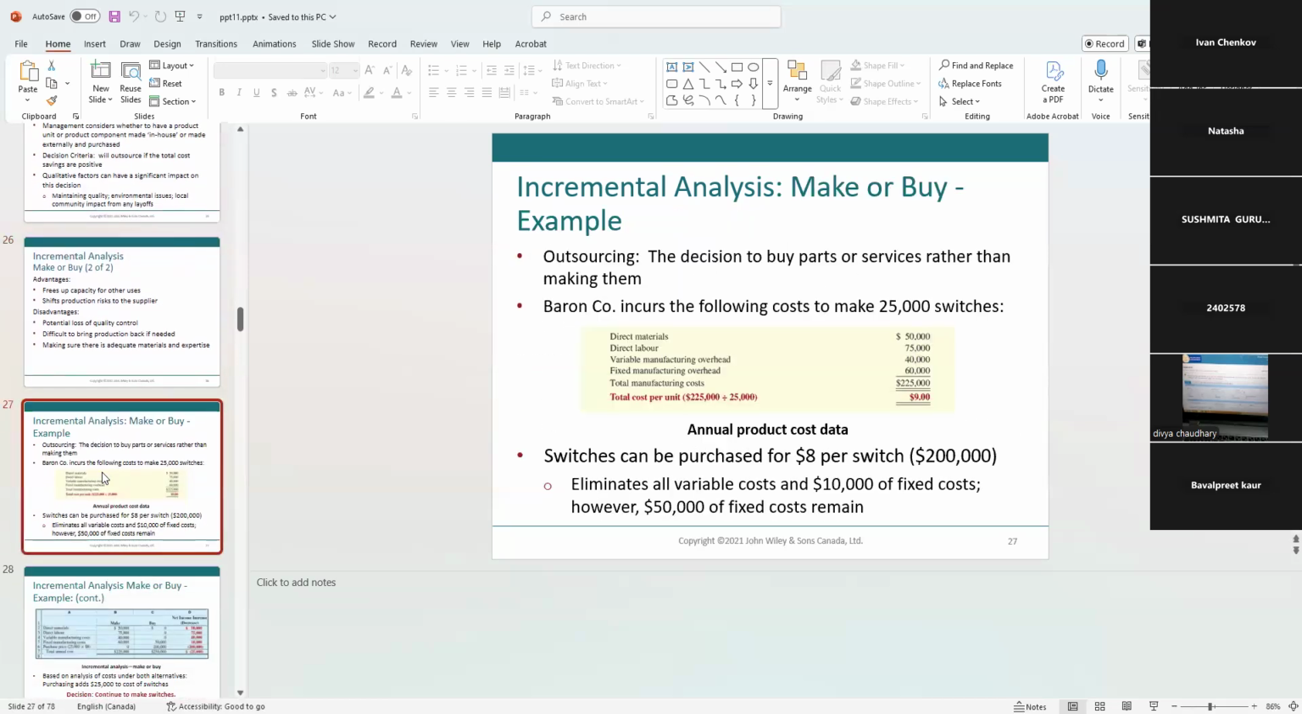Now, the information that you're going to be given is going to be close to this, something similar. You're going to have the information about the cost and the number of switches that you're producing to get this cost. So technically you're going to have direct material, direct labor, variable overhead, fixed overhead.